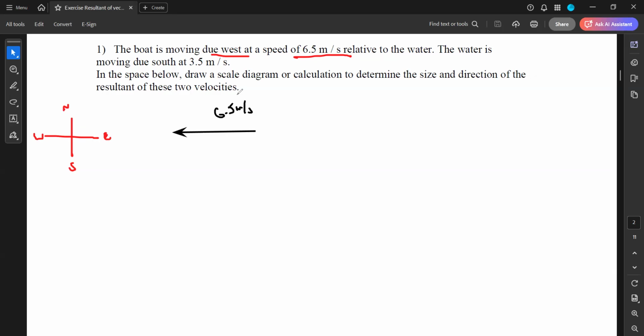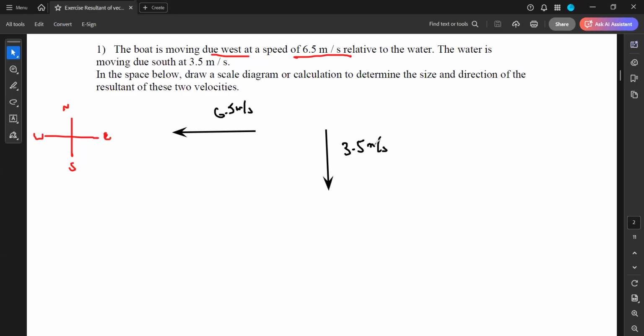The water is moving due south. So what is the direction of the water? It's due south. So this is the south direction. And what is the magnitude? The value is 3.5 meters per second. In the space below, draw a scale diagram or a calculation to determine the size and the direction of the resultant.